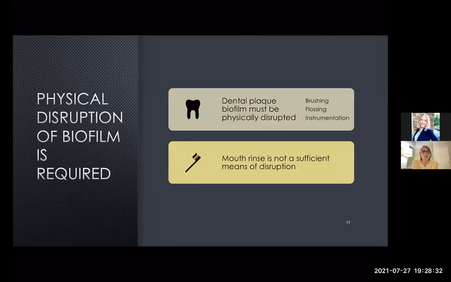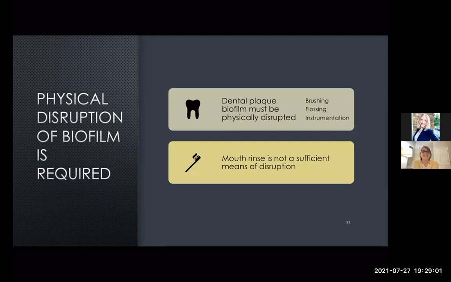So physical disruption of biofilm is required. I'm going to repeat that because you're going to see that again. Physical disruption of biofilm is required. We have to physically disrupt the plaque biofilm on our teeth by brushing, flossing, using instrumentation, whether it's ultrasonic or hand instrumentation. That's all going to be super important.